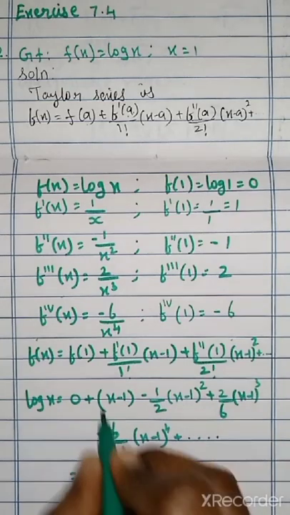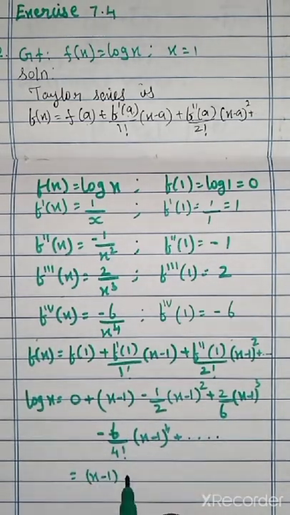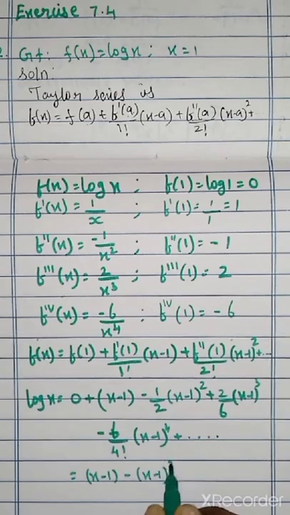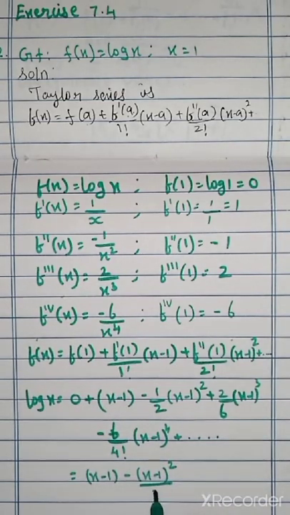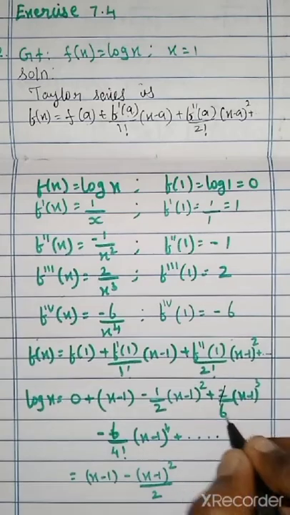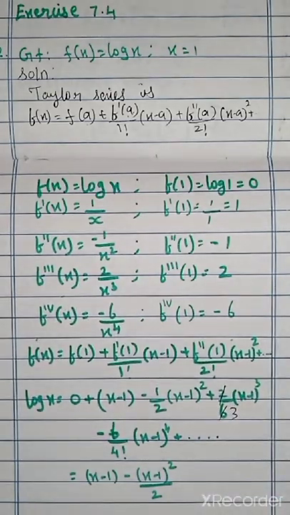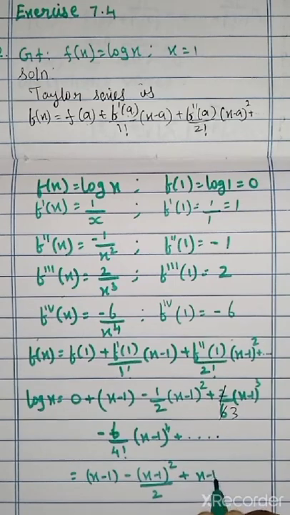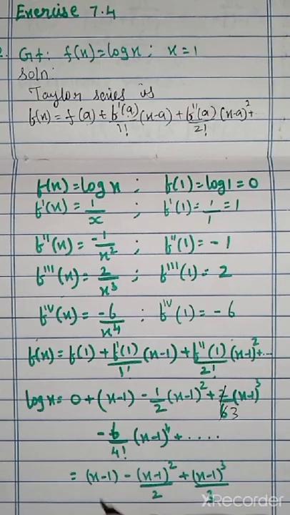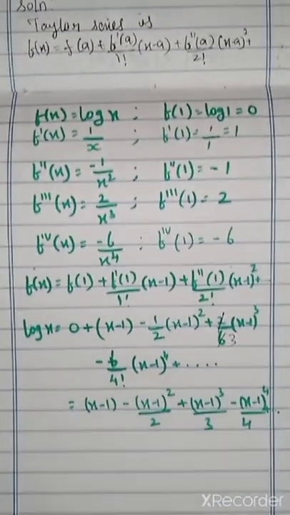Correct? Which is equal to (x minus 1) minus (x minus 1) the whole square by 2, and this 2 and 6 will get cancelled, so 3. So plus (x minus 1) the whole cube by 3. 4 factorial is 1 into 2 into 3 into 4, so 6 will get cancelled with 24. So the answer is minus (x minus 1) the whole power 4 by 4 plus etc. That is your final answer.